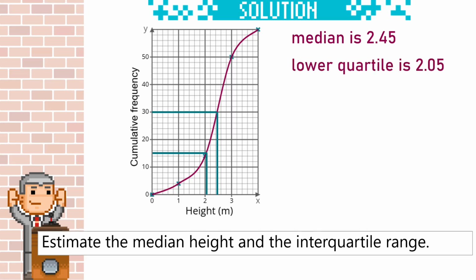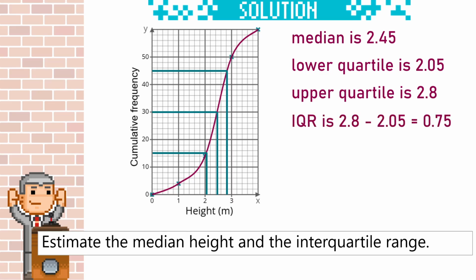To find the upper quartile, we add the 30 that we used for the median and the 15 that we used for the lower quartile. We're going to draw a line across from 45, then down, and it shows us that the upper quartile is 2.8. The interquartile range is going to be the 2.8, take away the 2.05, which will give us 0.75.